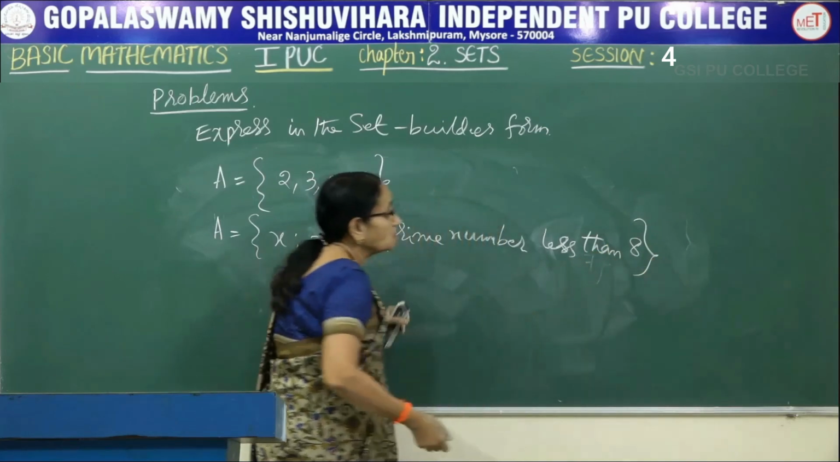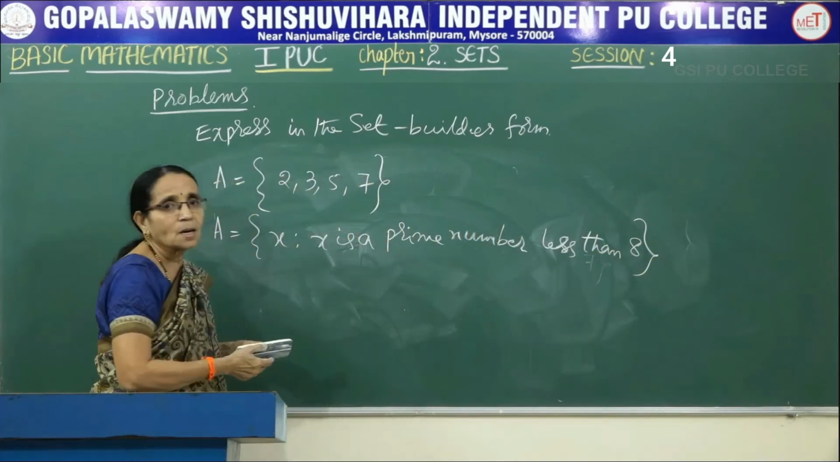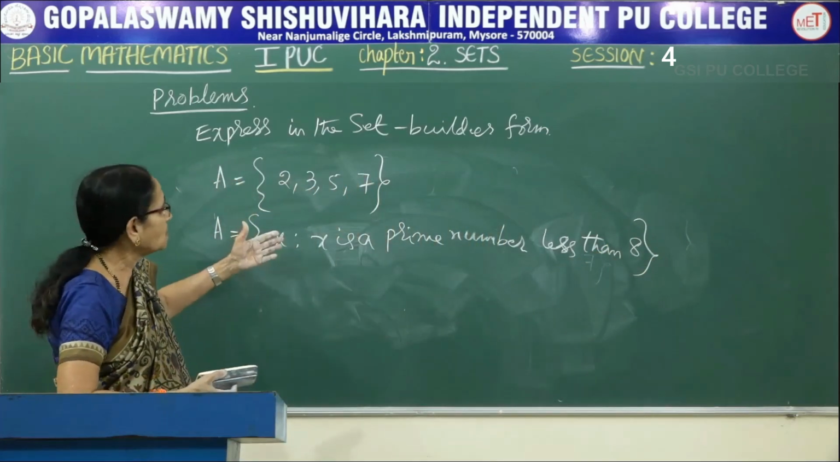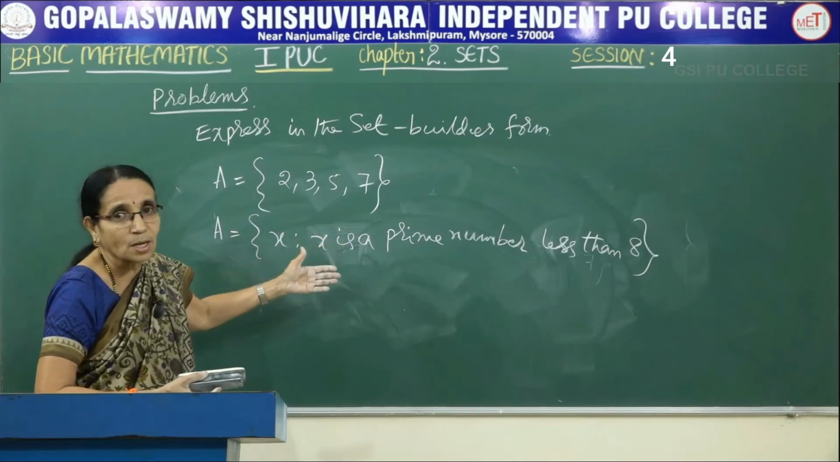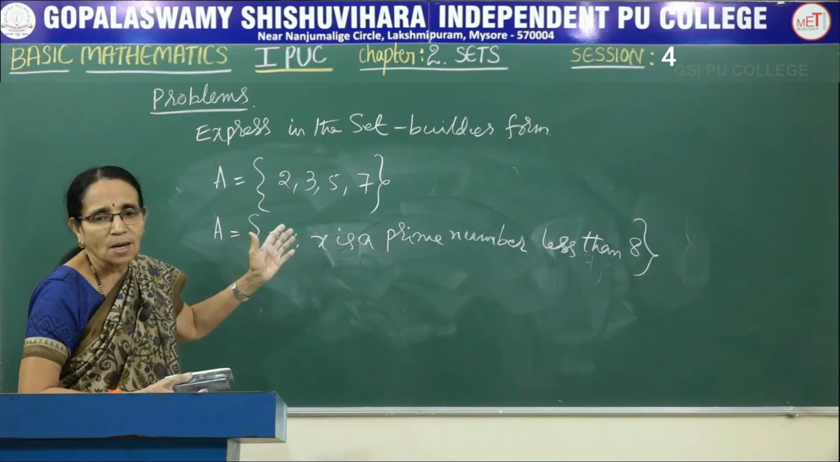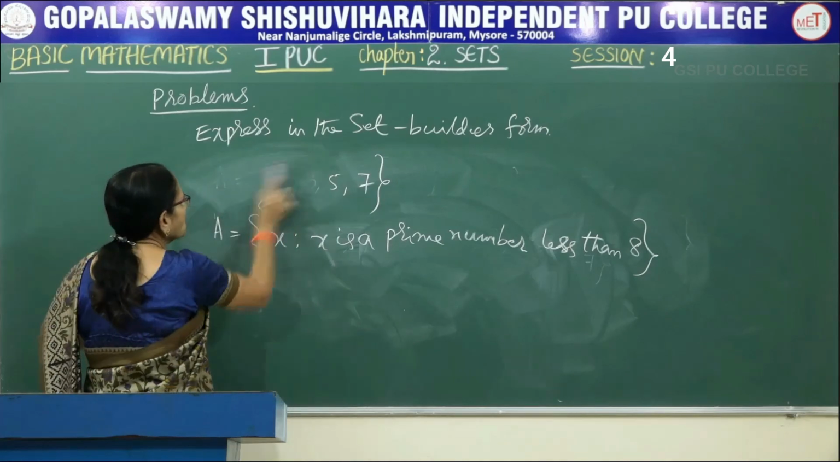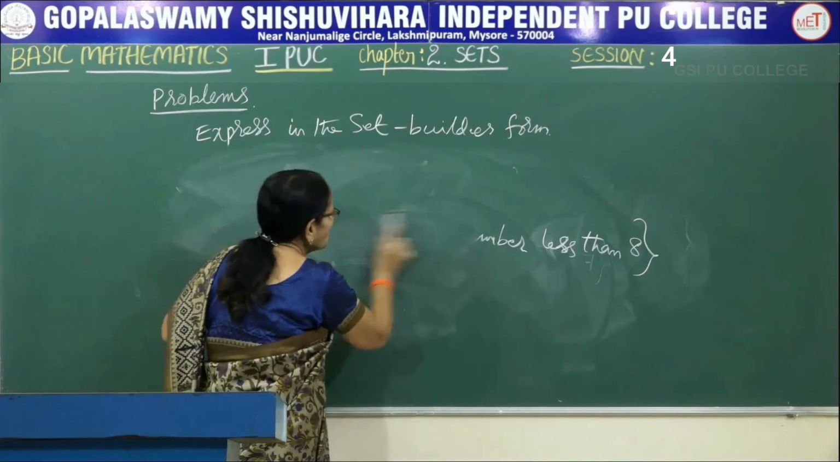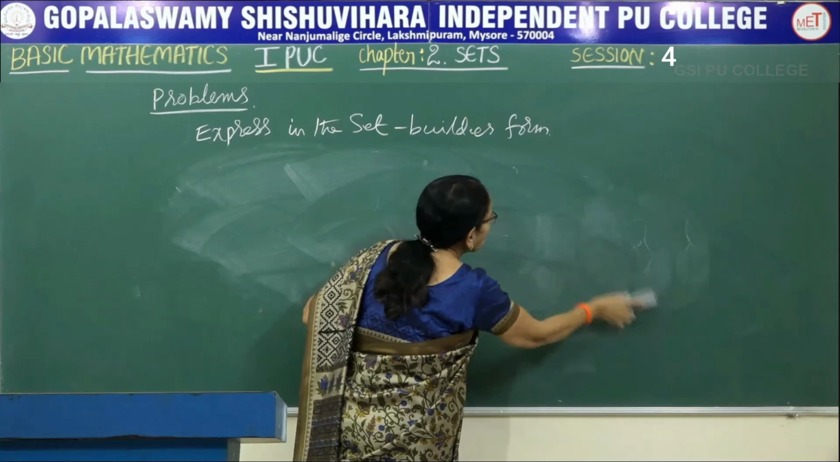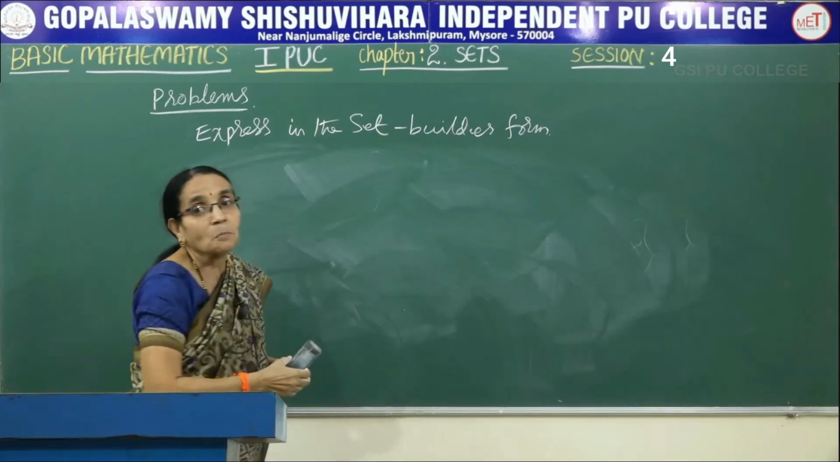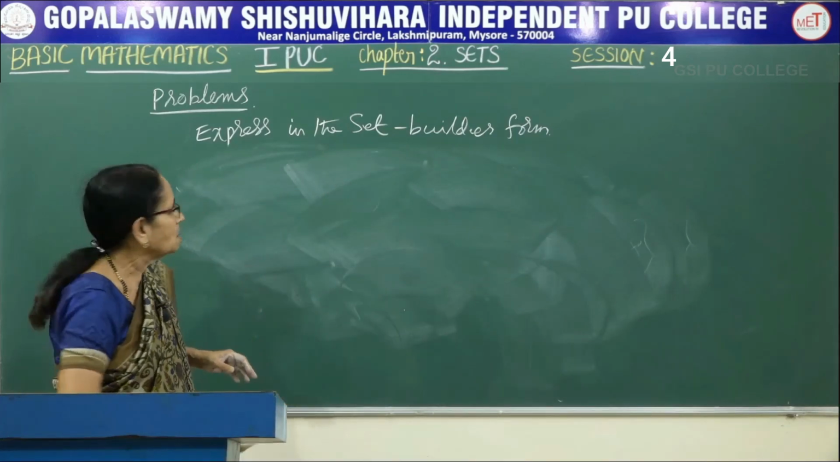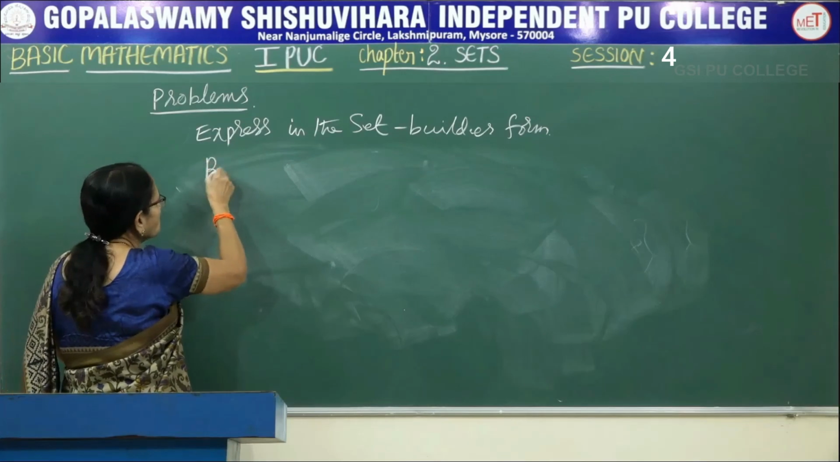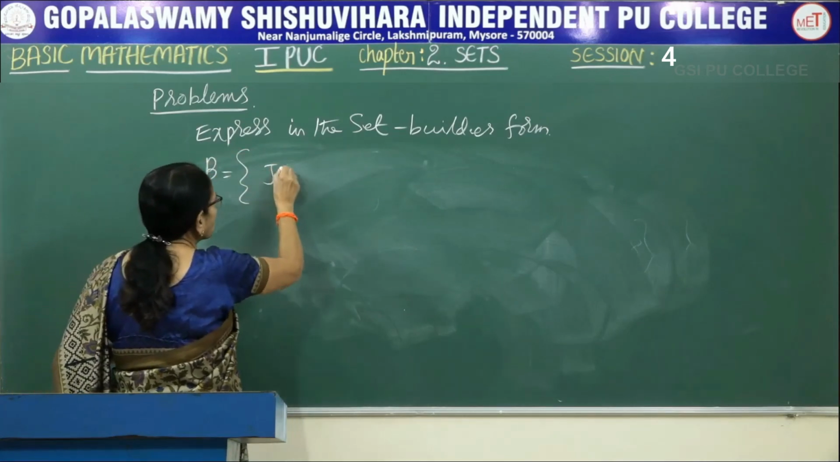So after looking at the numbers, you have to decide whether the property or the rule that we write would satisfy all the elements of the given set. Now, one more problem where I will not be giving any number here. I will be writing some words. Look at the words and you have to think.